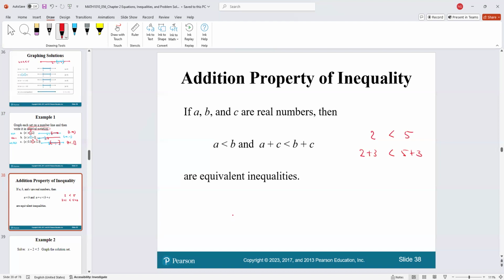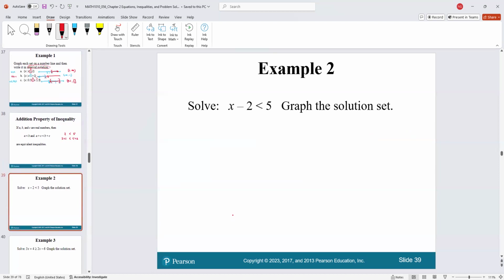See another example: solve x minus 2 is less than 5. First of all, we need to solve it. How to solve it? We can add 2 to both sides, because solving means you isolate the variable. So x would be less than 7.